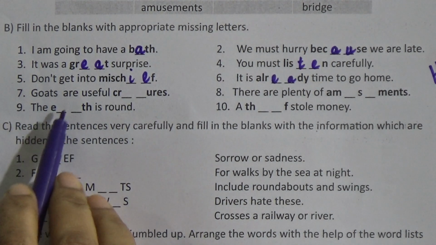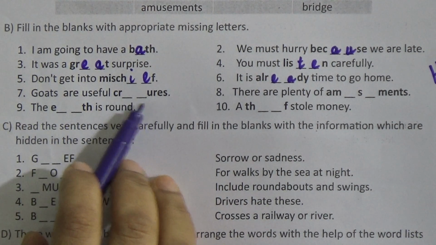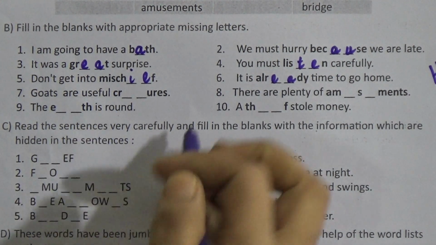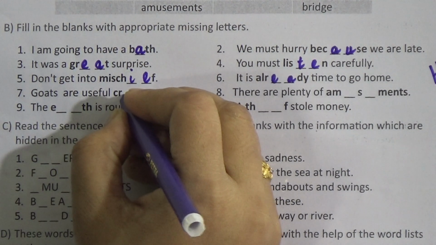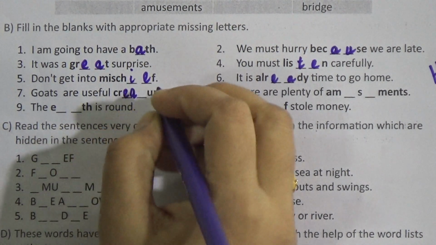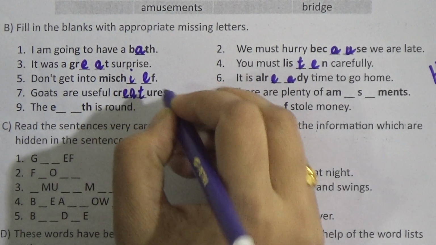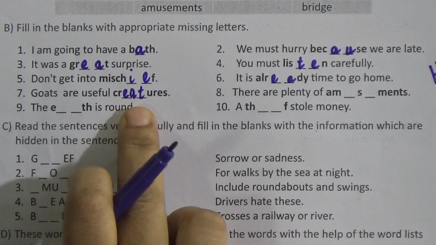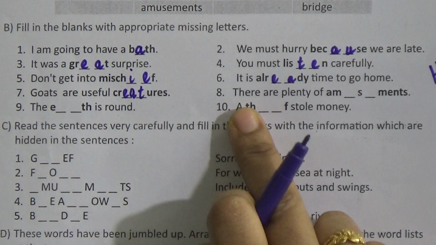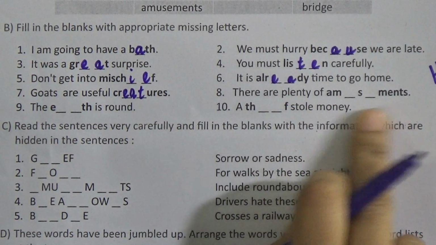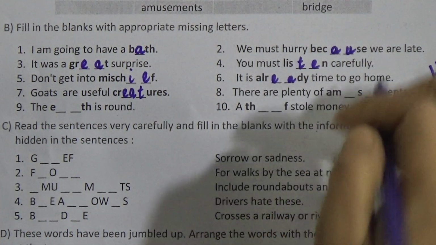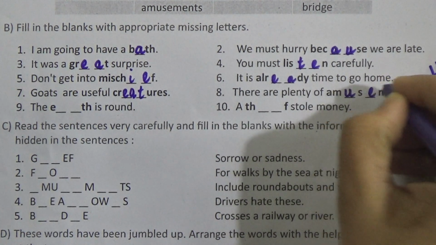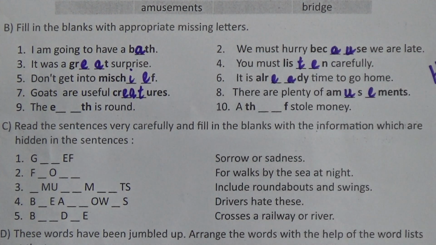Number 7. Goats are useful dash. Useful creatures. So the spelling will be C-R-E-A-T-U-R-E-S, creatures. There are 2 blanks, but there will be 3 letters. Creatures. Then number 8. There are plenty of dash. Plenty of amusements. A-M-U-S-E, ments, amusements.